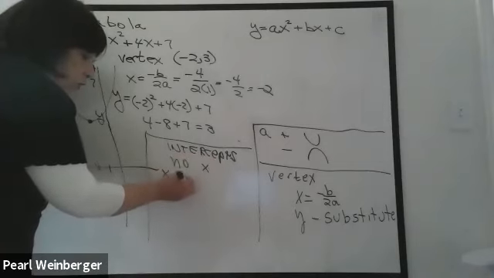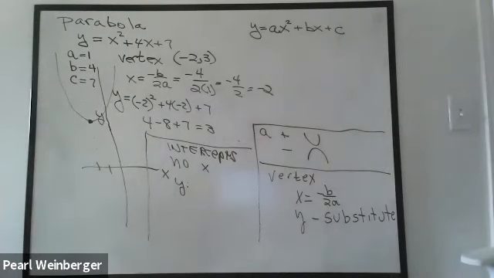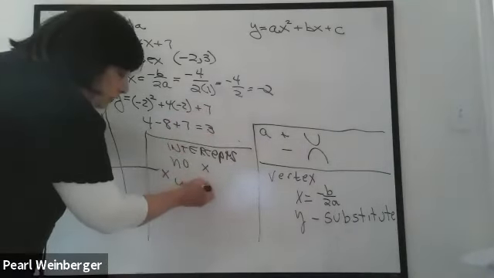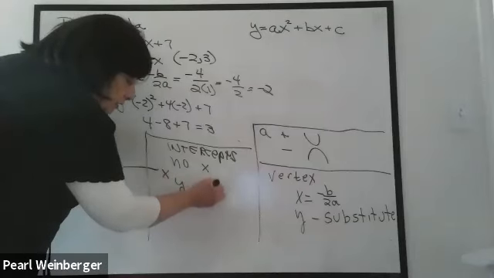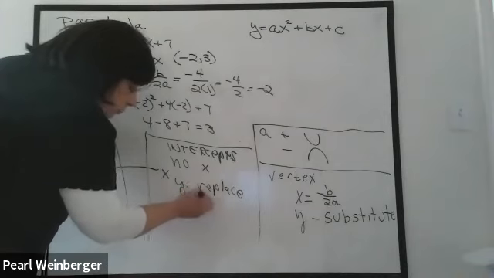To find the y-intercept, because that'll give me a better idea of whether this should be higher or lower, the way you find a y-intercept is replace x with 0.